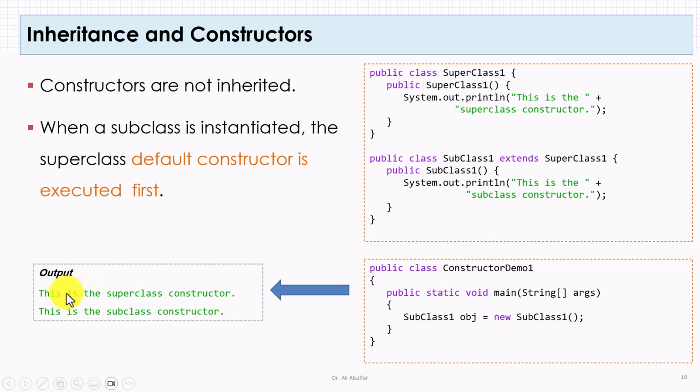As you can see, the superclass constructor is called first and the message, this is the superclass constructor, is displayed. Then the subclass constructor is called and the message, this is the subclass constructor. So the system looks for the default constructors. If it finds one, it will execute it. If it does not find one, but no other constructor is defined, it will call the system constructor. However, if there is no default constructor in the superclass and there is another constructor with arguments, then we will show you later how we can call the constructor of the superclass explicitly by using the keyword super.